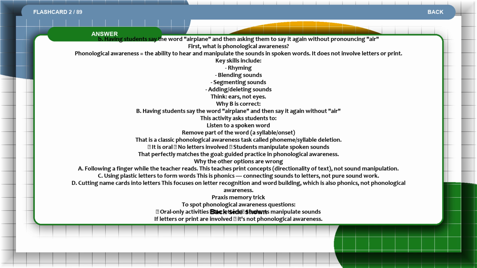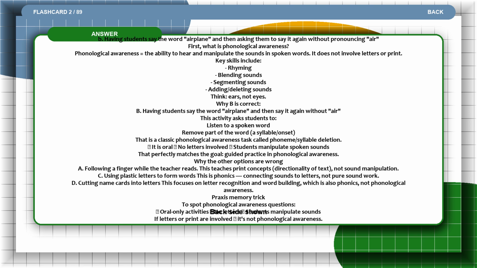Why B is correct. Having students say the word airplane and then say it again without air. This activity asks students to listen to a spoken word and remove part of the word, a syllable or onset. That is a classic phonological awareness task called phoneme or syllable deletion. It is oral. No letters involved. Students manipulate spoken sounds. That perfectly matches the goal of guided practice in phonological awareness.